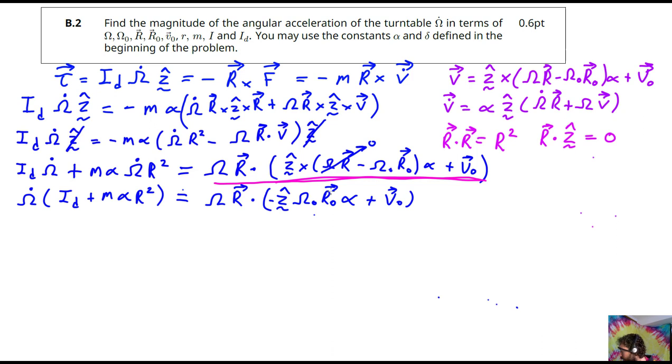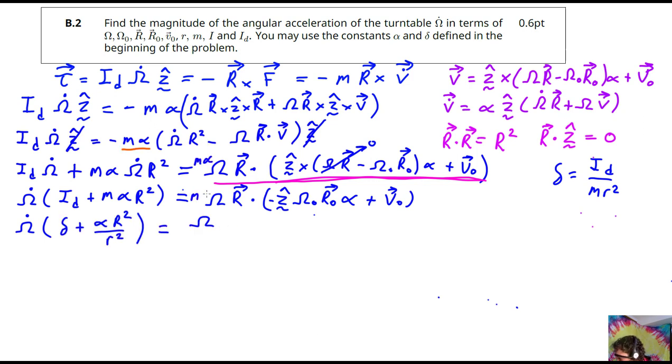Okay, now they actually told us that there's this symbol delta that they'd like us to use, where delta is given by I d over m r squared. So to be able to use that, what we're going to have to do is divide everything by m r squared. So let's do that. So this bit here is just going to become our delta.